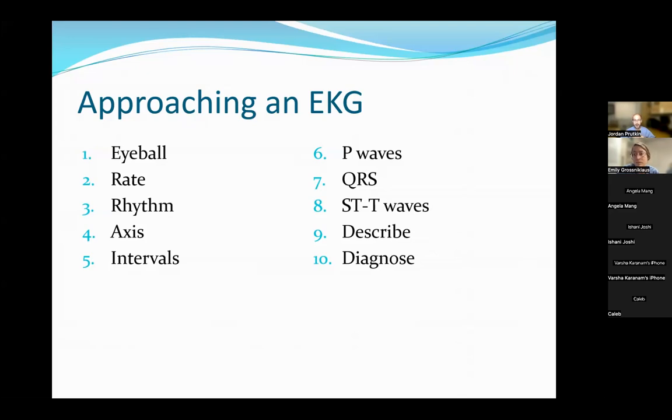And then I describe and I diagnose. Describe would be that there is an irregular, narrow complex tachycardia with ST elevations in leads 1, AVL, and V5 and V6, and ST depressions in the inferior leads. And then I would diagnose and say, all right, I think this person is having rapid AFib with a lateral ST elevation MI, something like that. So that's my way to really be organized so I don't miss something.